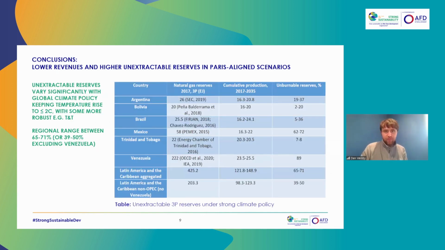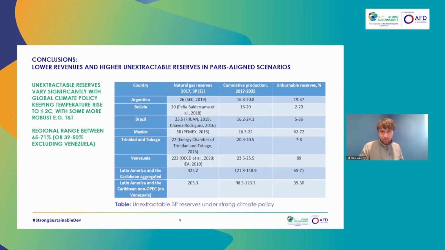And finally, I'll finish off with this slide. So what we looked at was cumulative revenues from natural gas production, and cumulative production from natural gas production. And essentially what we were able to do then is to show how much of the natural gas reserve base would need to stay in the ground, or would need to stay unextracted, if the Paris target of keeping global temperatures to well below 2 degrees is to be realized. And essentially what we found, and there are quite significant variations at a country level, but in general across the region, is 39 to 50% of 3P.